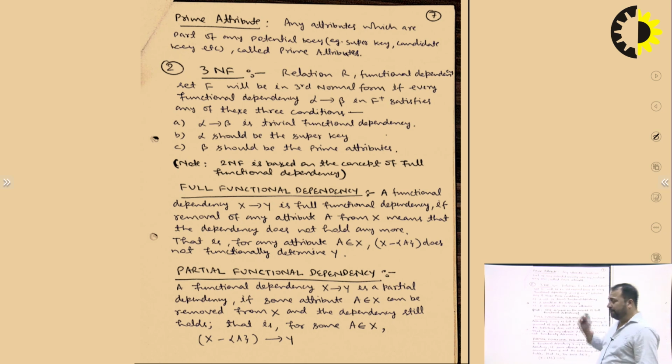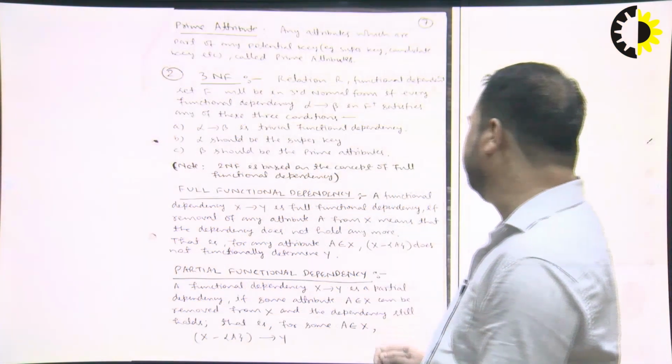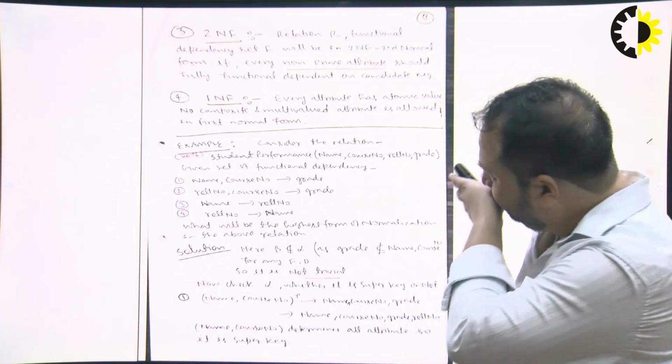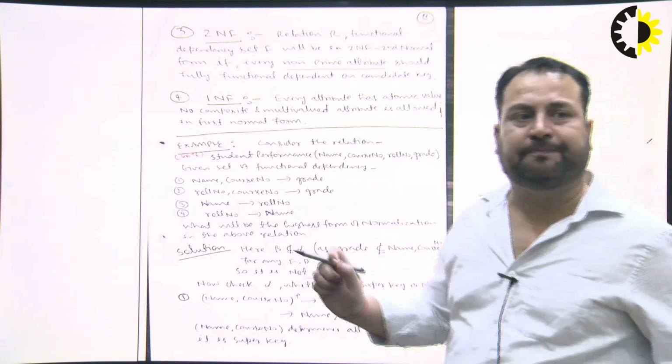So if alpha, the left hand side of a given FD, is not a super key, then we go for 3NF. For 3NF, the condition is that beta, the right hand side, must be a prime attribute. And what are prime attributes? Part of a potential key. For 2NF, we have to show full functional dependency. A functional dependency X to Y is a full functional dependency if removal of any attribute A from X means the dependency does not hold anymore.